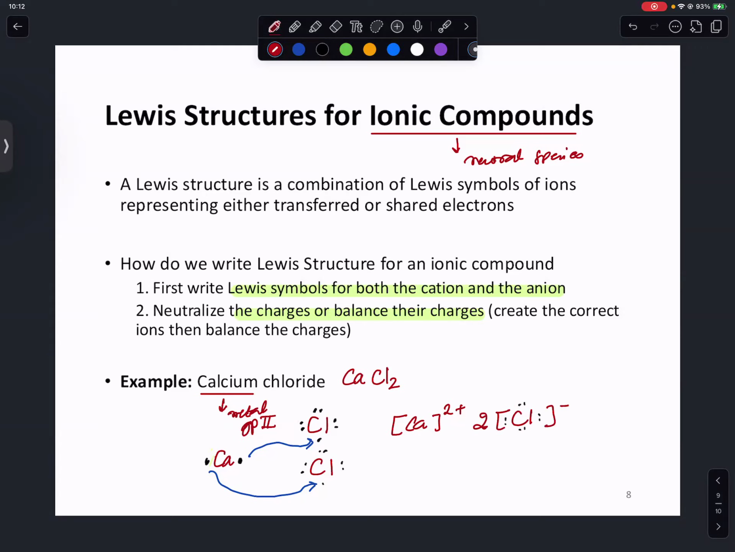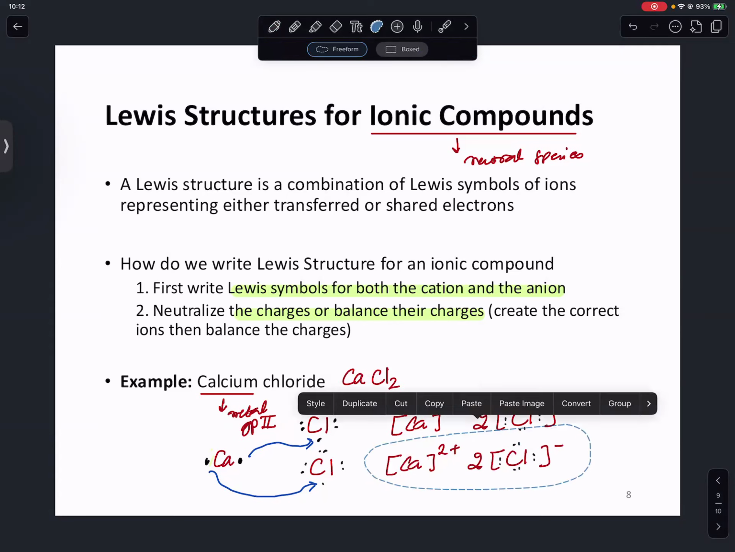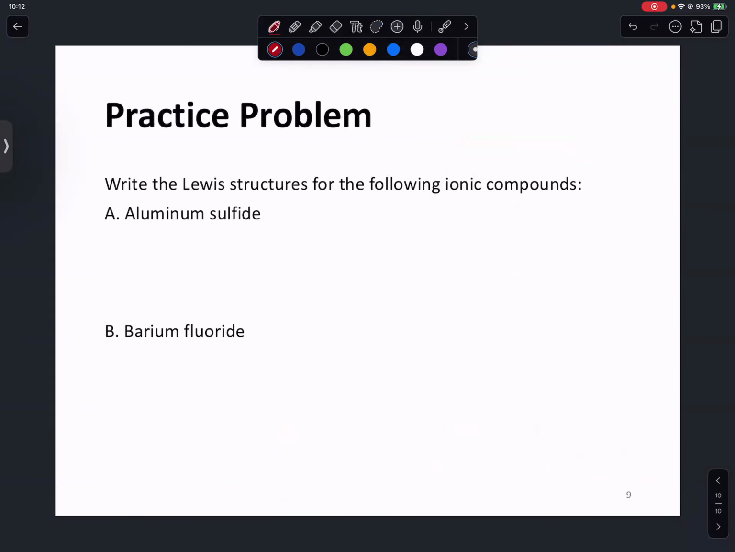You can also draw it as, let me copy and paste this. Okay, and instead of putting a 2 in front of it, we can just delete this and just copy and paste this to represent that there are 2 chlorides. Okay, I hope this makes sense and I hope it's easy for you. Now let's work on some more practice problems.